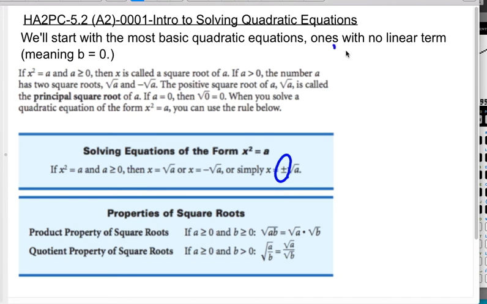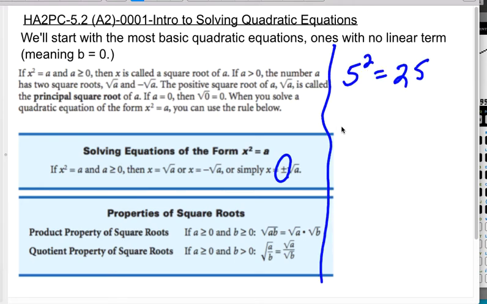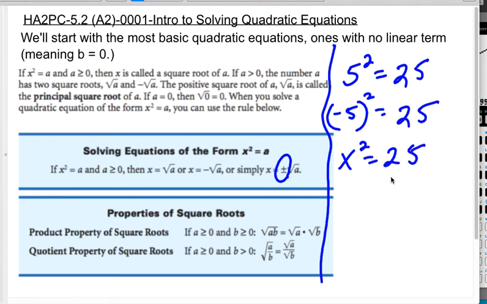Well, the logical reason for that is if I say 5 squared, you tell me, hey, cool, that's a 25. If I say negative 5 quantity squared, you say, cool, that's a 25. So if I tell you that x squared equals 25, there are two possible values that when I square them can get 25.